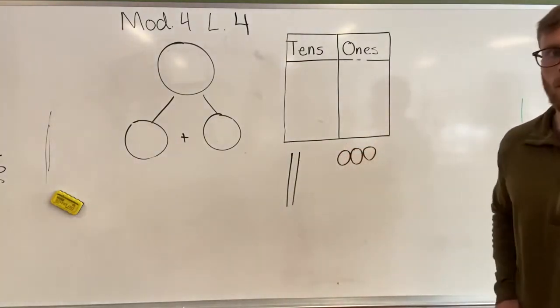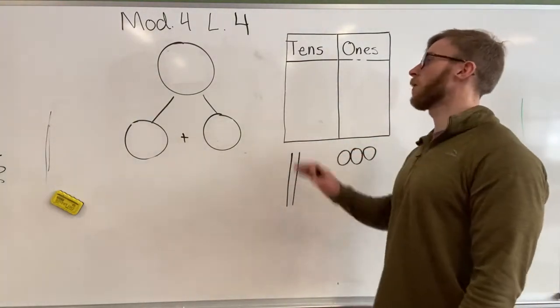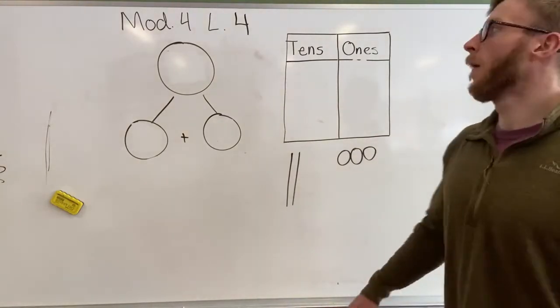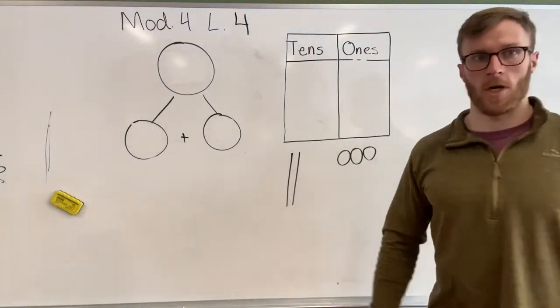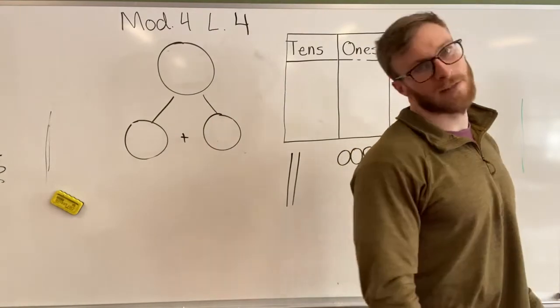Okay? Right now, let's start with just the tens and ones. Fill in your place value chart. Go ahead and take 5 seconds.